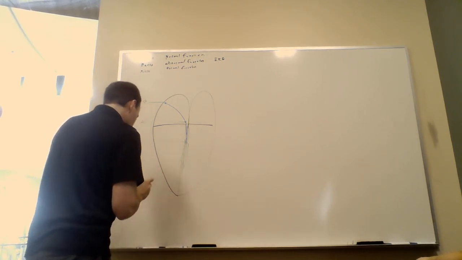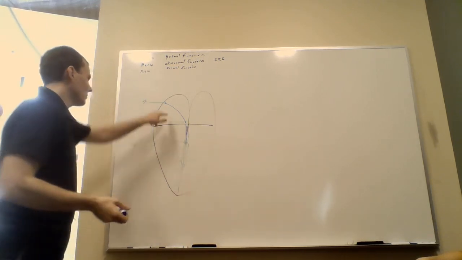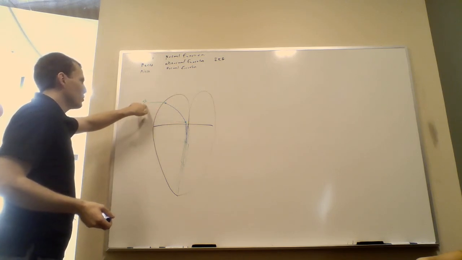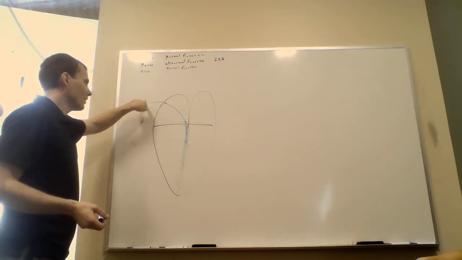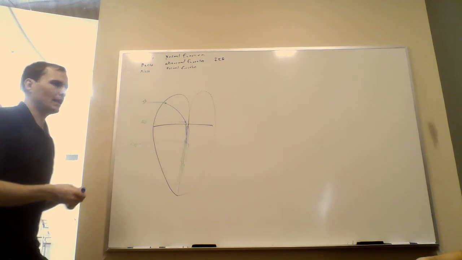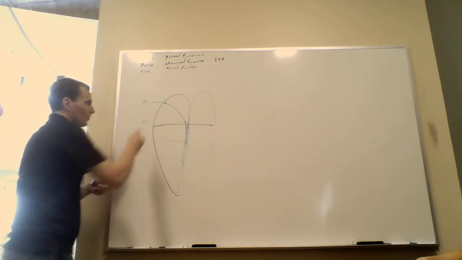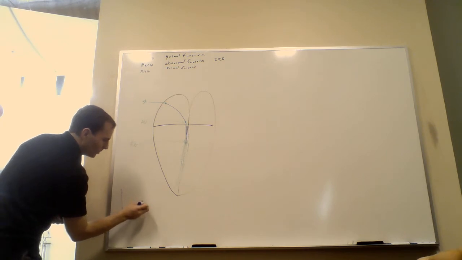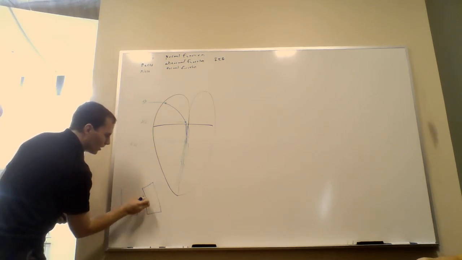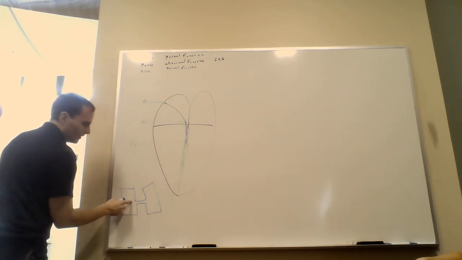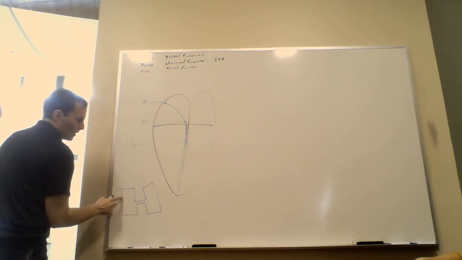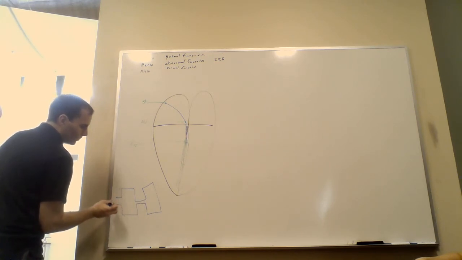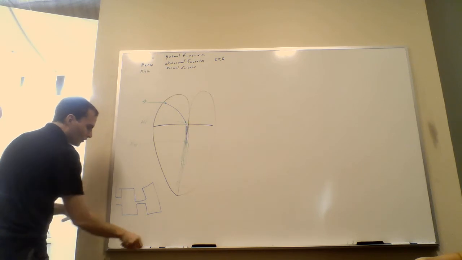So, macroscopically, what is going on when the SA node depolarizes? It's going to basically be behaving like an action potential. And so, the cells around the SA node are all connected by gap junctions. And some of them are connected to the SA node.